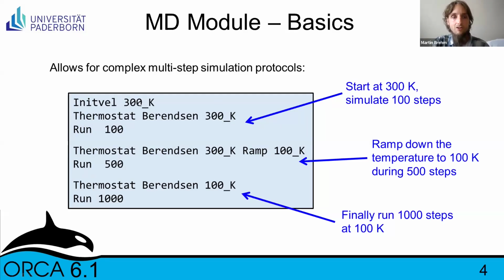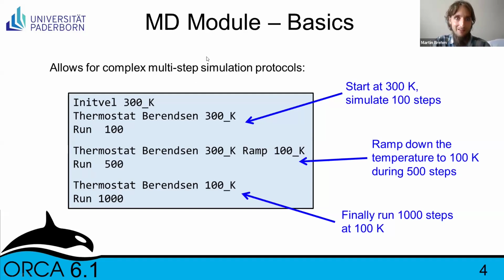In the beginning, you would initialize the velocities to 300 Kelvin. Then you would run 100 steps at this temperature. Then you would ramp down the temperature from 300 to 100 Kelvin during additional 500 steps. And finally, you would run 1000 steps at the reduced temperature of 100 Kelvin. And you do not need to restart ORCA. So this is all one ORCA run, and this is just the script which you give to the MD module, which is executed from the top to the bottom as a program.